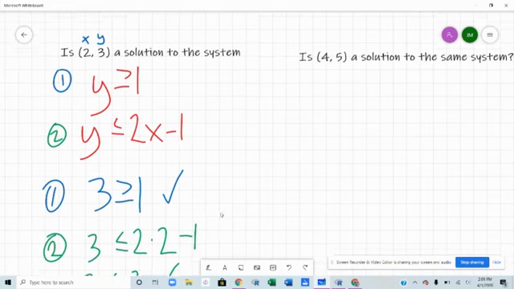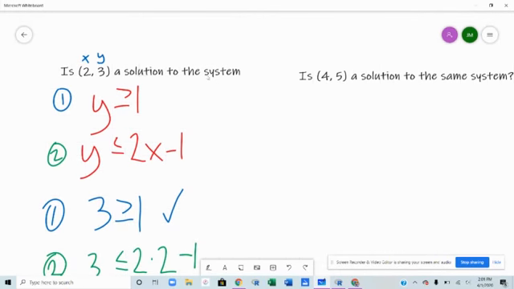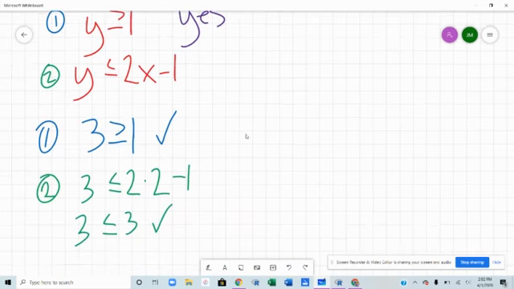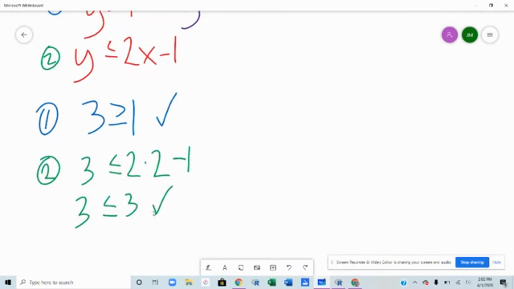So is this coordinate point a solution to the system? Your answer should be yes, because it was true for both inequalities. It worked for the first one and it worked for the second one.